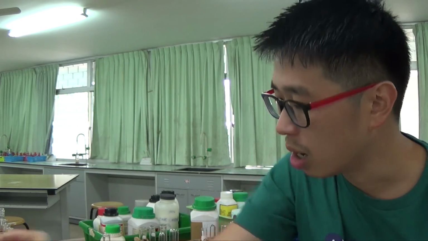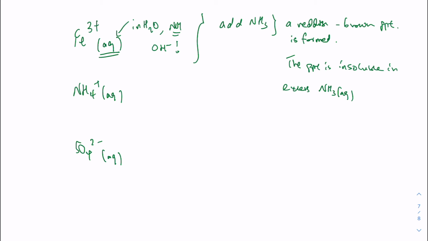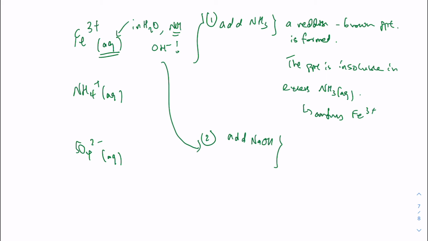Okay, that is because the iron 3 hydroxide is insoluble. So when I add ammonia, I get a reddish brown PPT, or you can say orangey brown PPT is formed. The PPT is insoluble in excess. Okay, insoluble in excess NH3, because that was what I added. I added NH3, which was aqueous ammonia.